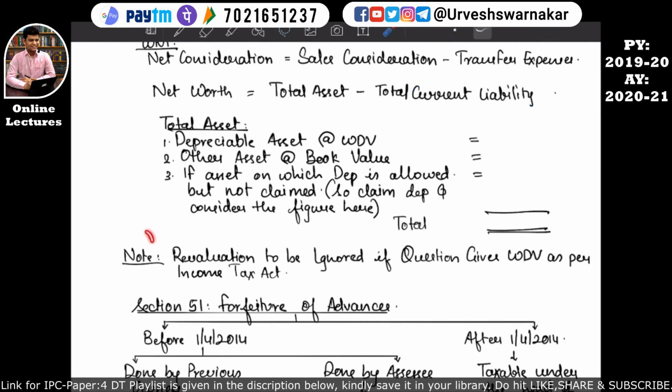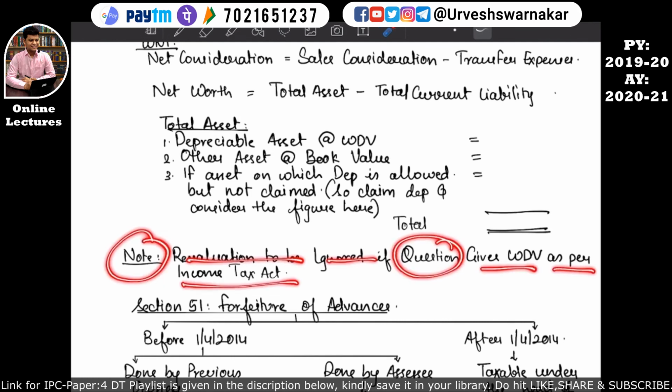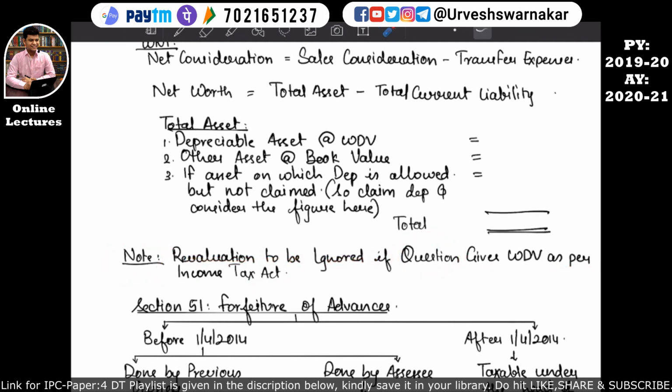And there is a note: revaluation to be ignored if the question gives WDV as per the Income Tax Act. I hope this is quite clear to you all. So at times the question will try to confuse you by giving you the revaluation figure, but in that question only there will be WDV of this depreciable asset. So only follow this part, that is the WDV as per the income tax given in the question. Do not get confused with the revaluation part. I hope this is quite clear to you all.